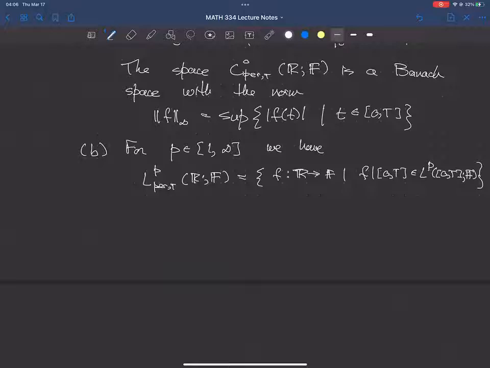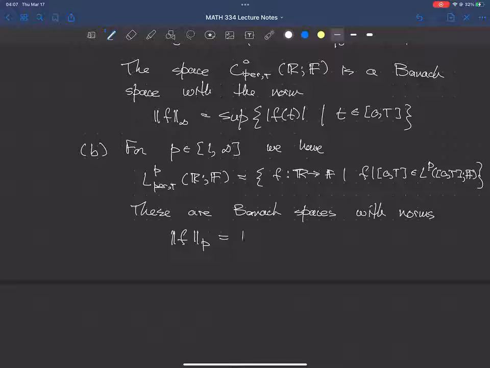And the norm, so these are Banach spaces with norms. So I take F, which is in LP per, and I calculate its P norm. This is just going to be the P norm in the sense that we've talked about before of F restricted to a period. Let's say the period from 0 to T.